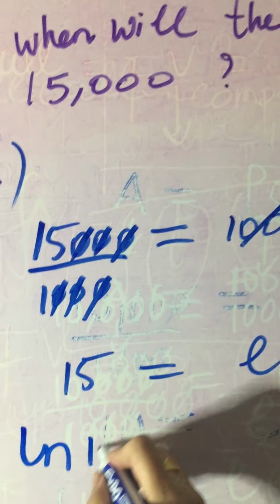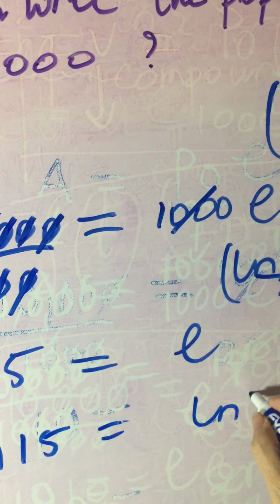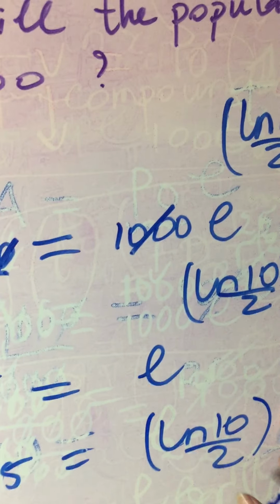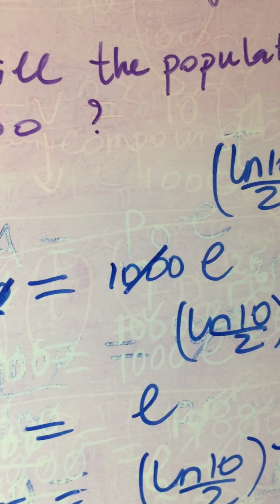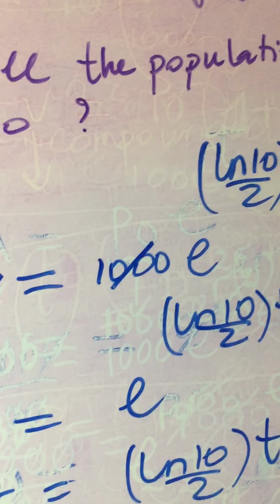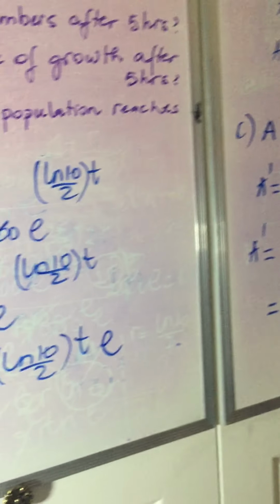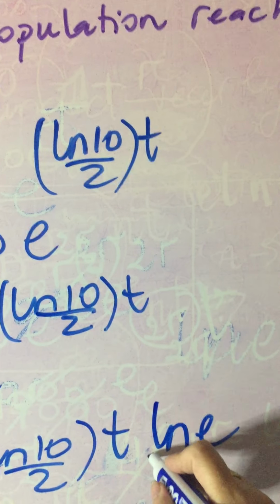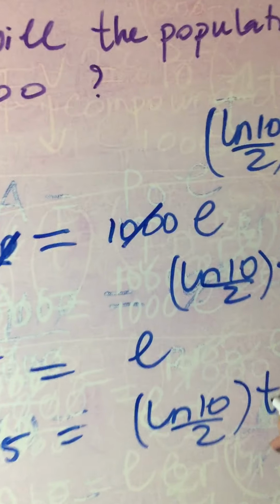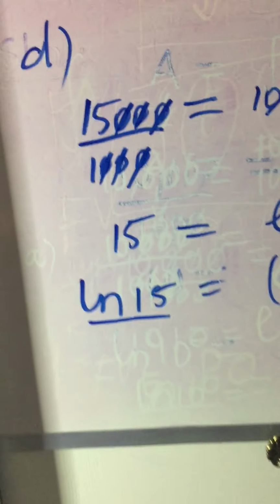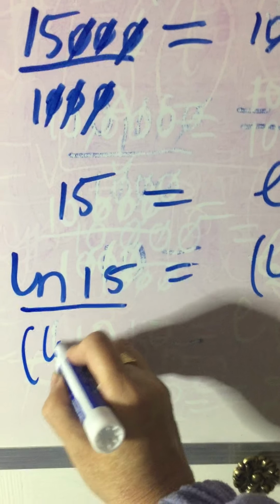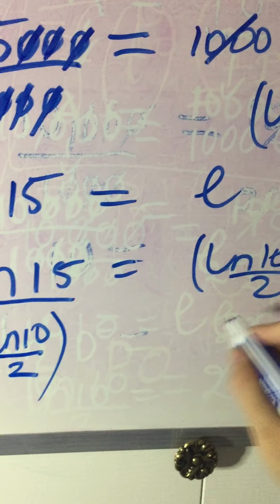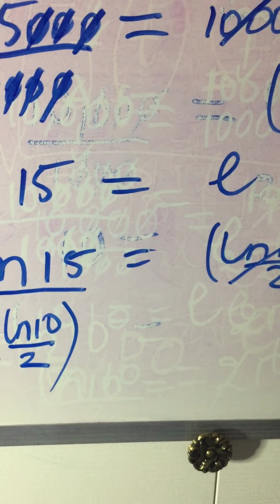So take ln on both sides. ln 15 will be ln 10 over 2 times t, bring it down, times ln e. But ln e equal 1. So to solve for t will be ln 15 divided by ln 10 over 2, right? This divided by this. So cancel that. So that will be equal to t.